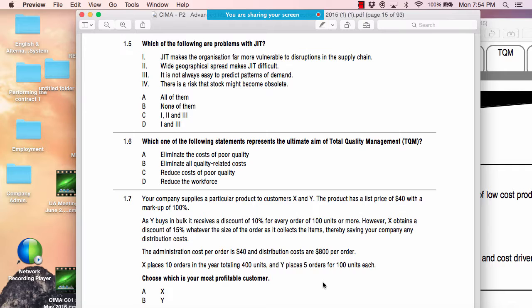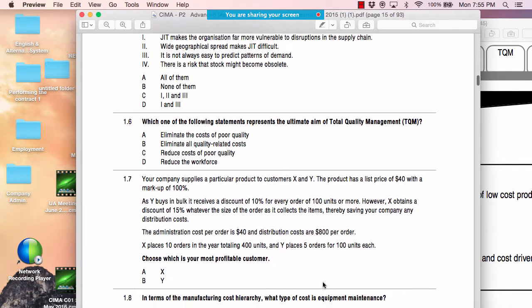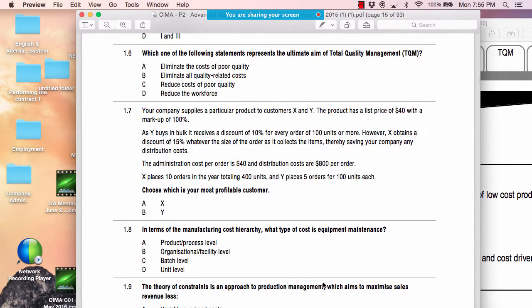Which of the following are problems with JIT? There is a risk that stock might become obsolete. No, obviously that's not the thing. Question 1.6. I got B. Why B? Because you're aiming at 100% quality product first time, every time, right? So basically, you don't want QC to come in. It has to take care of itself.